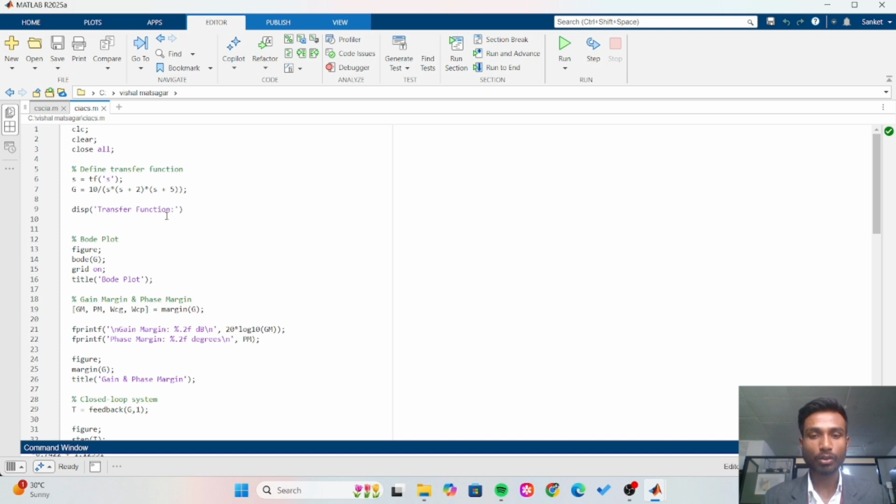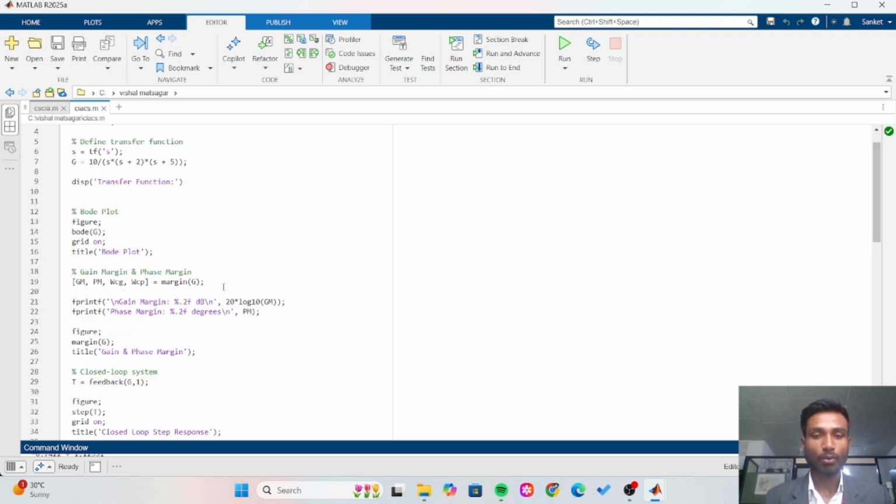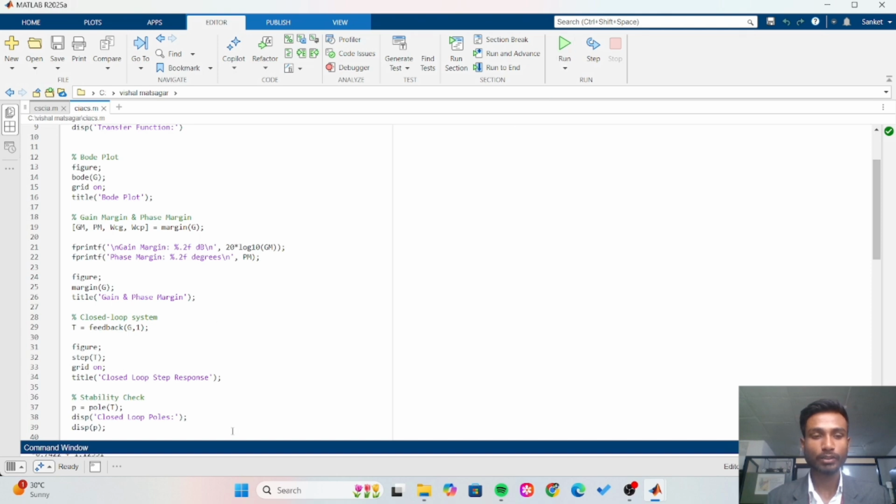Like bode for the frequency response, margin for the gain and phase margin, feedback for the closed loop system, step for the time response, pole to check stability, and rlocus for the root locus analysis. So let's run this code for now. Simply, we run this code.